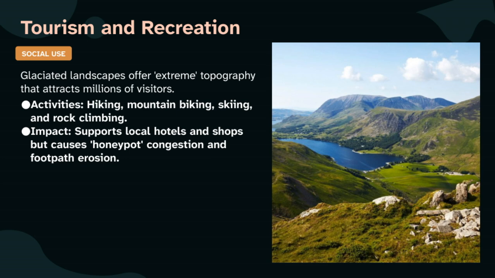Popular locations can become honeypots. A honeypot site is a place that attracts very large numbers of visitors. This can cause congestion, pressure on car parks, noise, litter, and overcrowding. Footpaths can become eroded when thousands of people walk the same routes. Wildlife may be disturbed. House prices can rise if second homes and holiday lets become common.